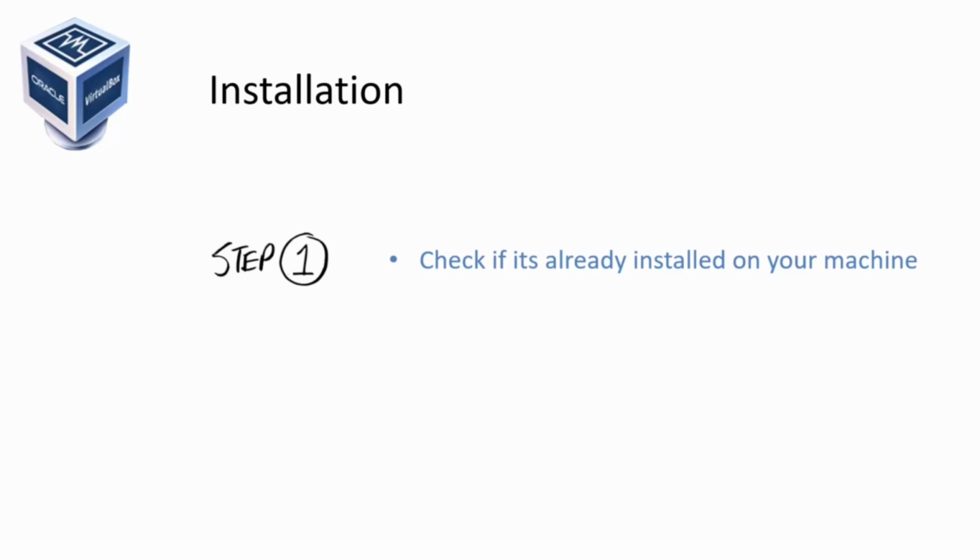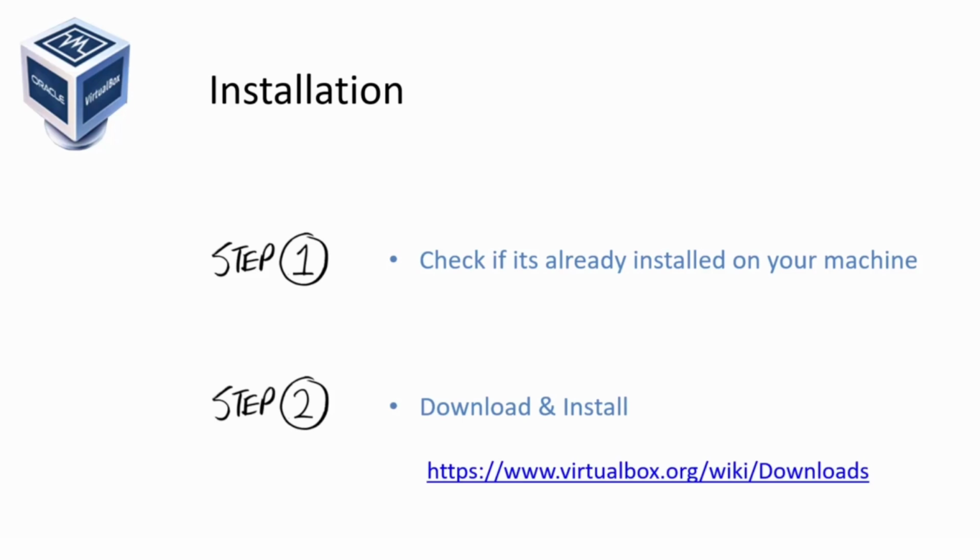In the first step, we will check if the VirtualBox is already installed on your machine. If you installed Docker Toolbox, the VirtualBox is already installed on your machine because it's part of the Docker Toolbox installation. So in that case, you can skip the second step. But if you find that the VirtualBox is not installed on your machine, then you can go ahead and install it using the link I have provided here and in the resources. Let's carry out step number 1.